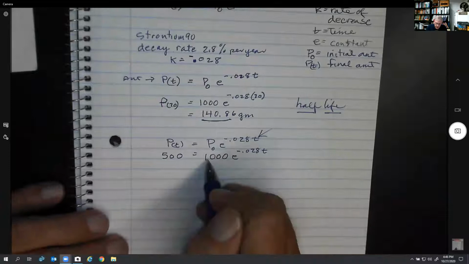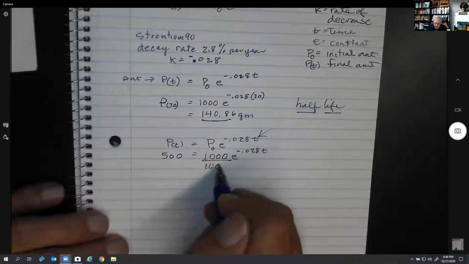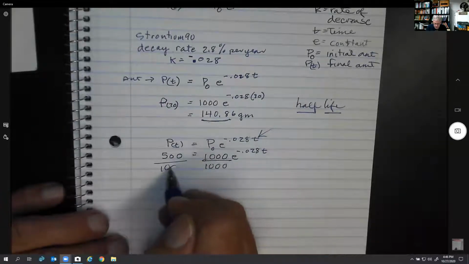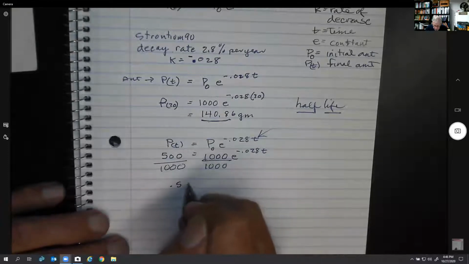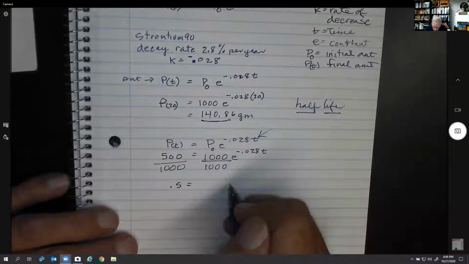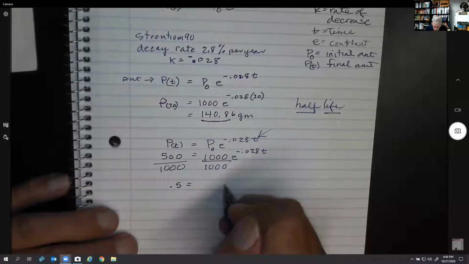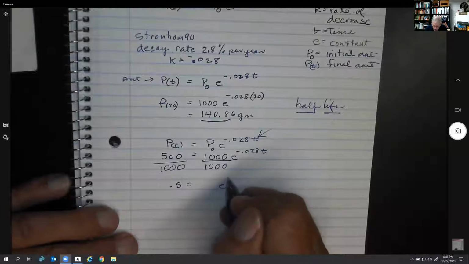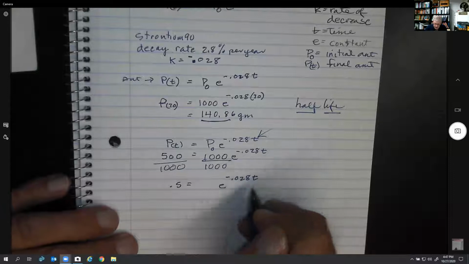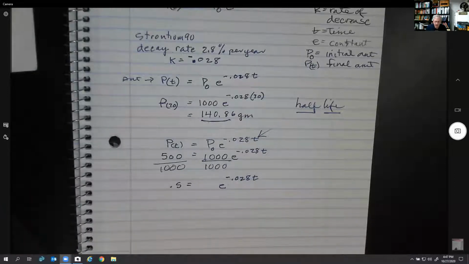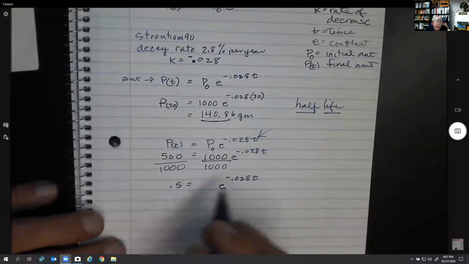So the first thing we're going to do is divide both sides by 1,000. And of course, that's going to give us 0.5 equals E to the negative 0.028 T, like that. I'm going to write the E right here to save a little bit of time. Then what I'm going to do is take the natural log of both sides.